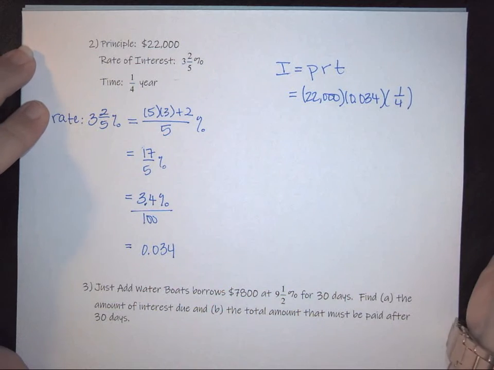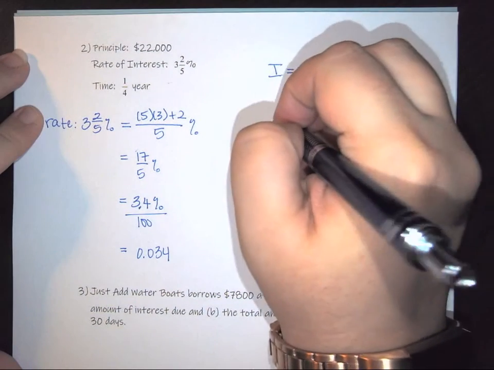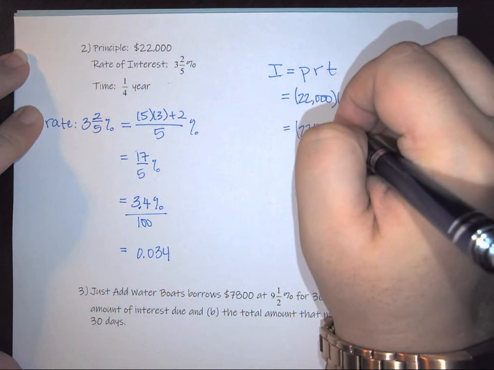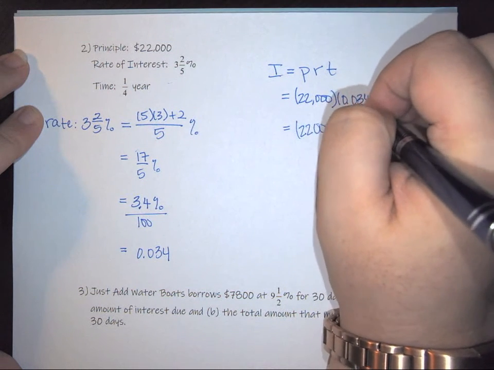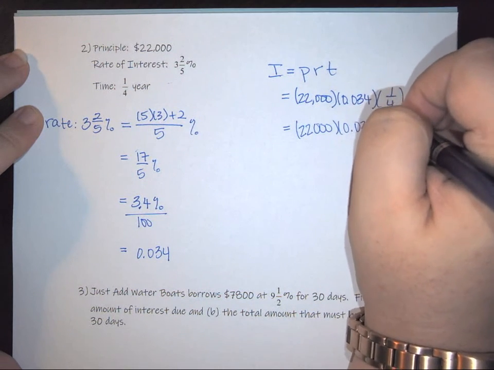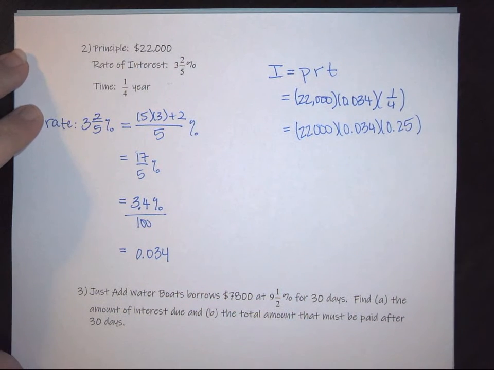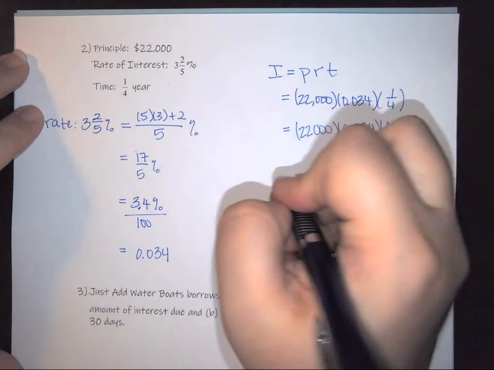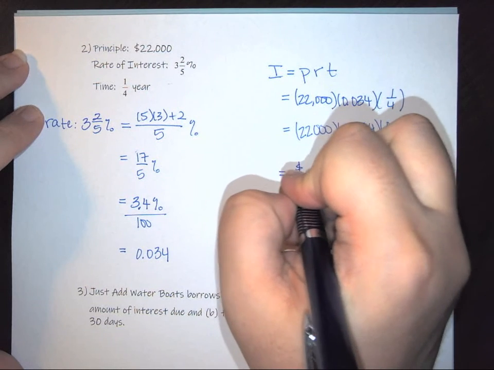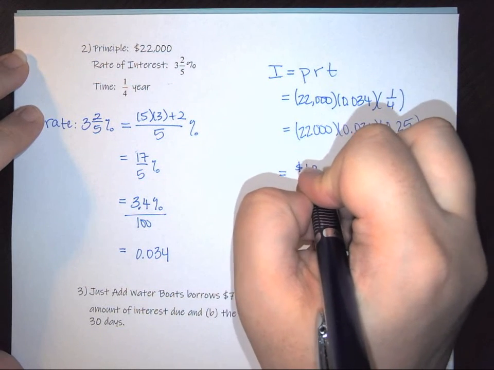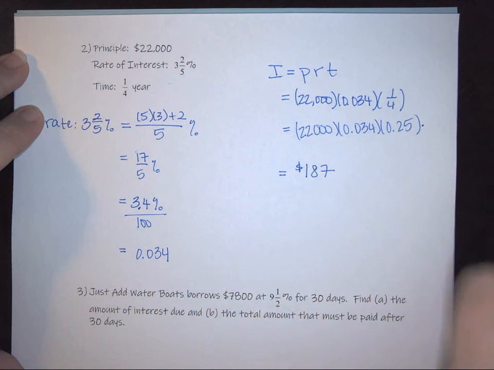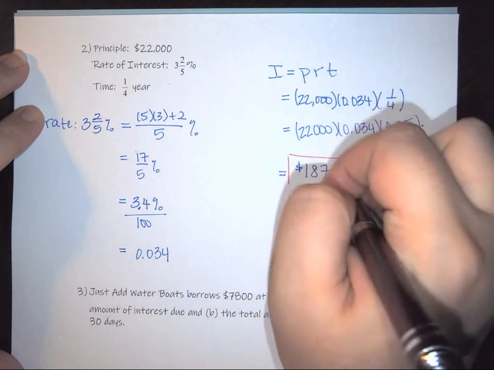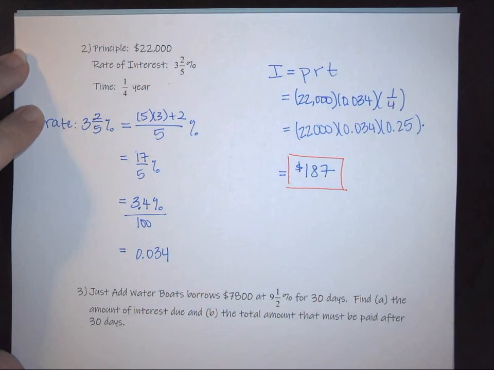Now the other thing that we could have done, instead of a quarter, is we could have said that we've got our 22,000 times 0.034 times 0.25. Okay, so either one of these would have been perfectly acceptable. When we multiply all of that out, we come out with $187. And so again, in terms of information, this is what we were after.